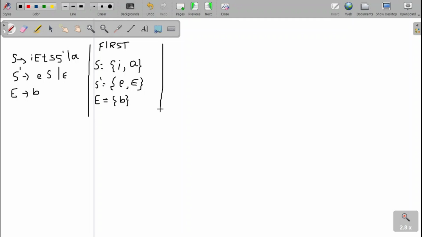Then the next step is to construct the follow set. Once we have done with the first, we need to construct the follow set for all three. Follow of S. Since S is our start symbol, what is to be added? Dollar is to be added. So I will put the dollar.